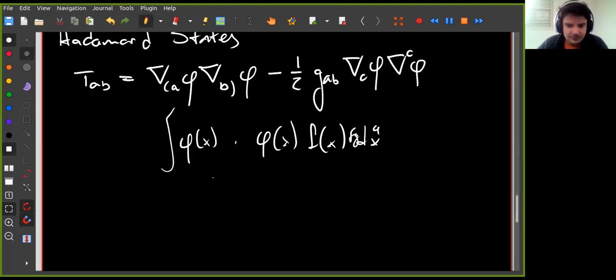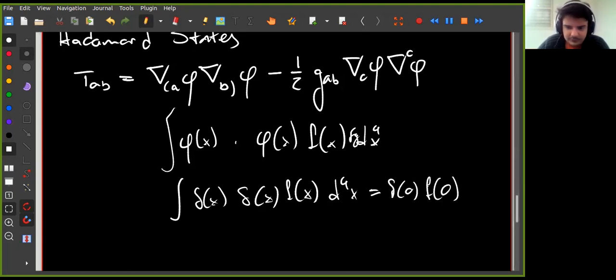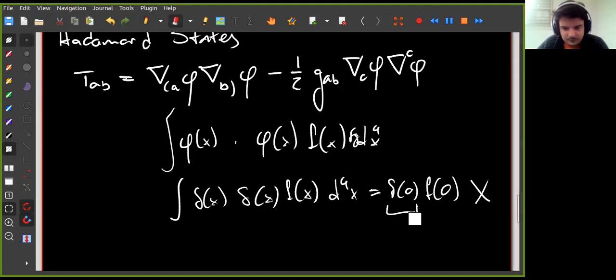There's also an issue, because these phi's work like distributions. So this is similar to asking me to integrate delta of x minus y times f of x, d4x. This is going to give me delta of 0 times f of 0, which is not defined, because it is infinity due to the delta 0. And we want to avoid these sorts of complications, so we must be able to renormalize these expressions.